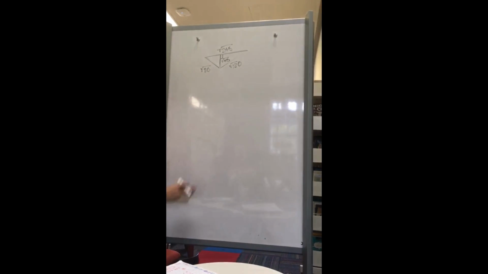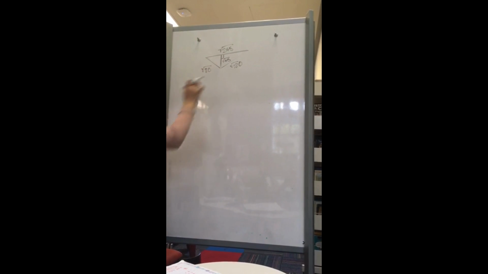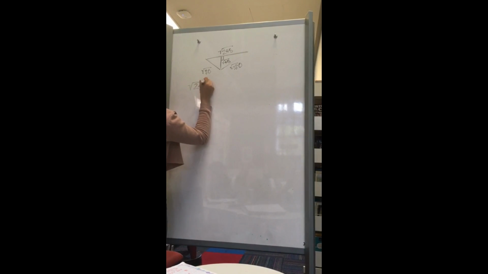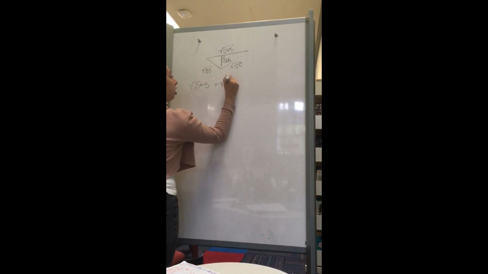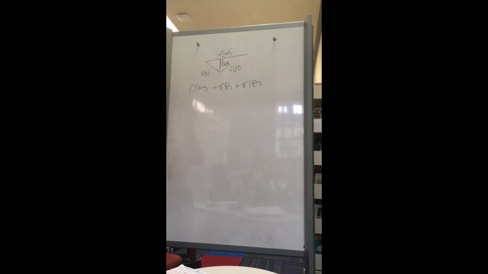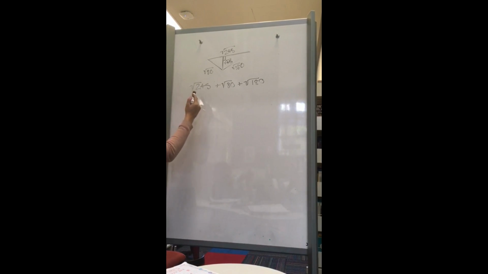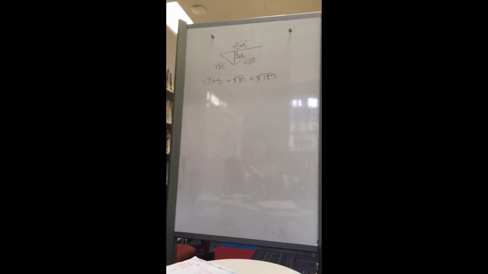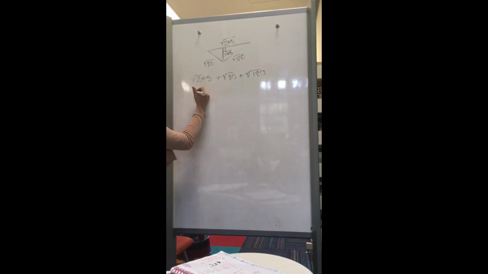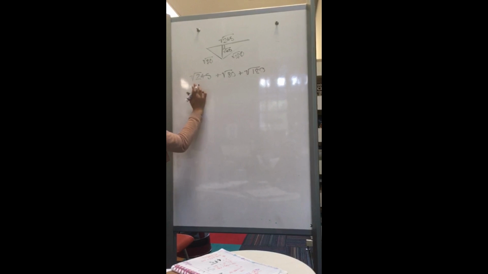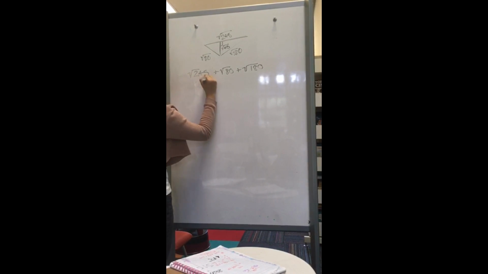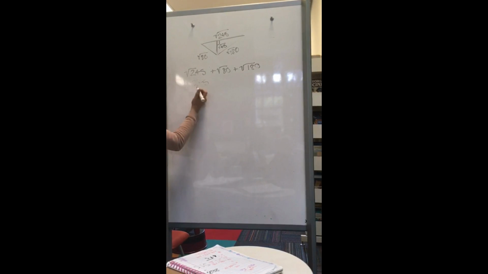Okay, so for the perimeter, we're gonna add all these sides. So it's the square root of 245 plus the square root of 80 plus the square root of 180. So you can't add these because you don't have the same root. So what we're gonna do is we're gonna simplify it. So this is the result of 16 times 5.